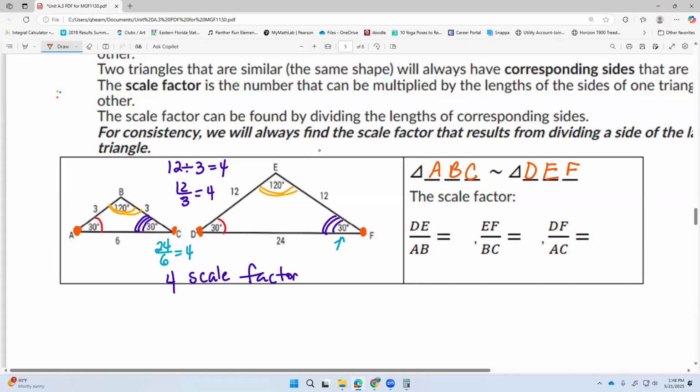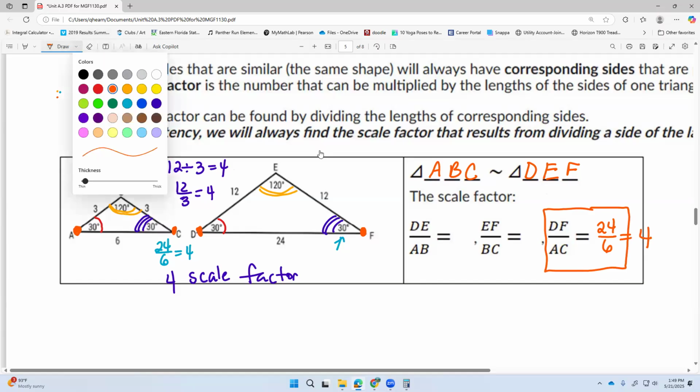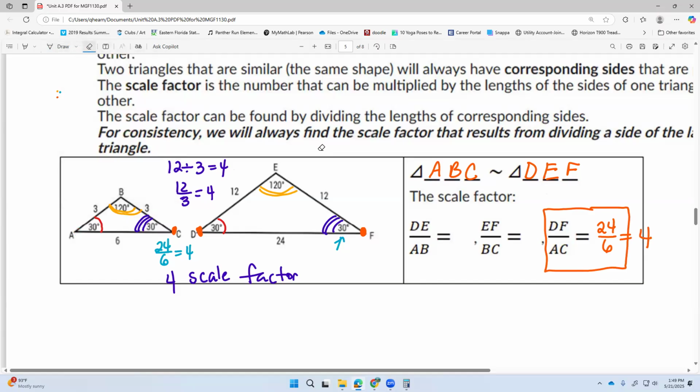All right, so what this little equation over here is meant to say is that the side DF, which is a length of 24, if we divide it by the length of the side AC, which is 6, we get our scale factor of 4. But we could also use the other corresponding pairs of sides.